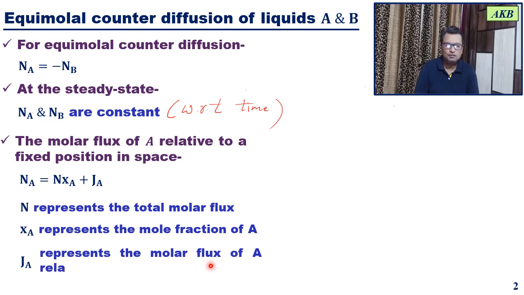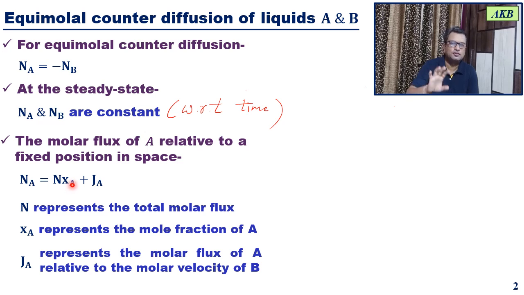This is the molar flux of A relative to the molar velocity of B. So N, the molar flux for A, has two components. One is the J type of molar flux, and the other is that fraction of the total molar flux which is due to the presence of A in it, which is due to diffusion of A. I hope this equation is clear to you. Now let us move ahead.